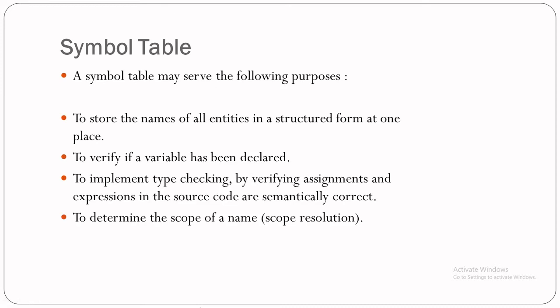A symbol table may serve the following purposes: to store the names of all entities in a structured form at one place, to verify if a variable has been declared, to implement type checking by verifying that assignments and expressions in the source code are semantically correct or not, and to determine the scope of a variable, that is, for scope resolution. For implementation of the symbol table, we are going to use the Flex tool.